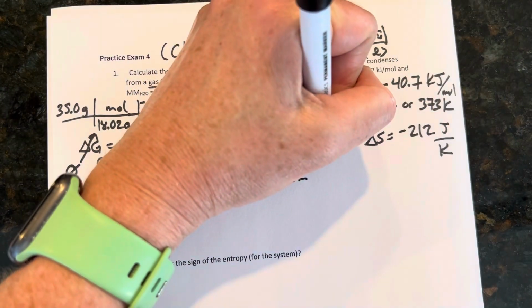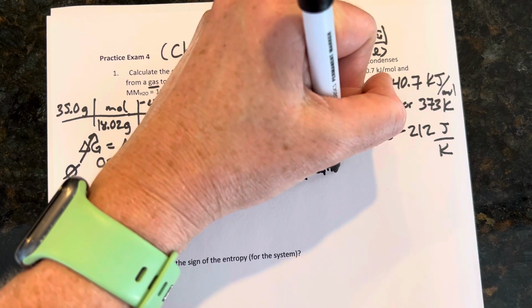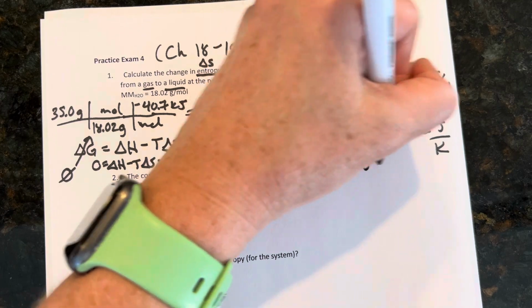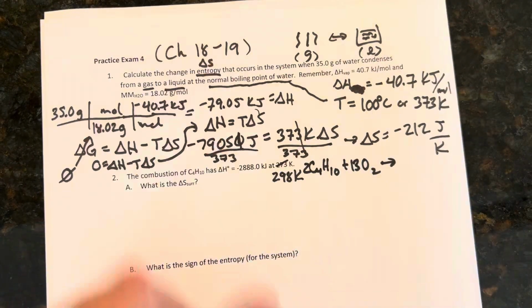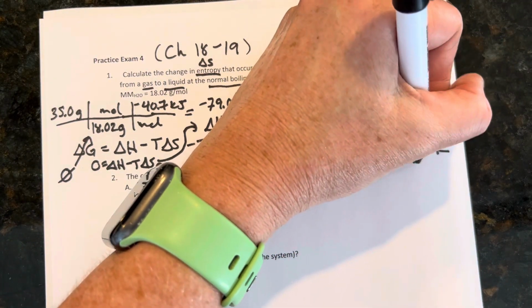All right, so our reaction for C4H10 is 2C4H10, I'm doing this from memory, plus 13O2 in equilibrium with 5H2O, that won't work.